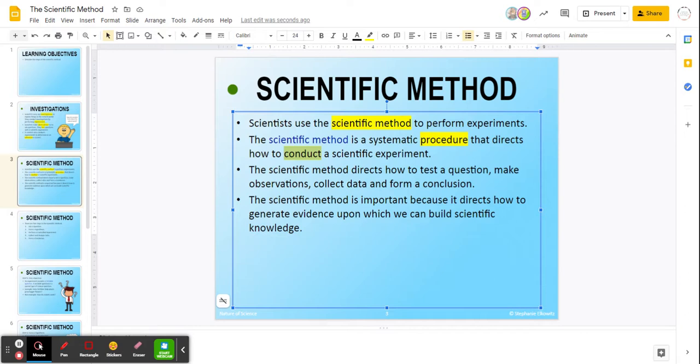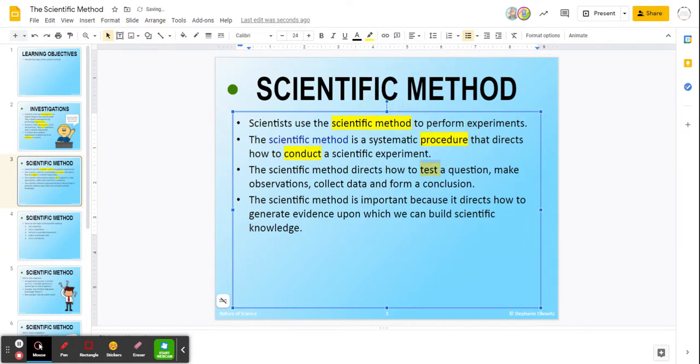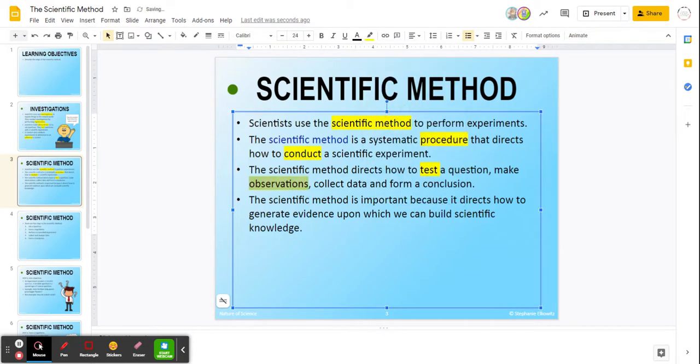Okay. The scientific method directs how to test a question. That's your next fill-in. Make observations. So that would be your next fill-in. Collect data and form a conclusion.